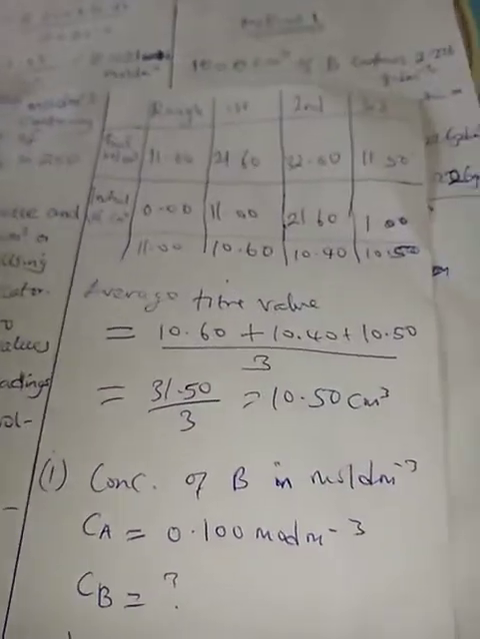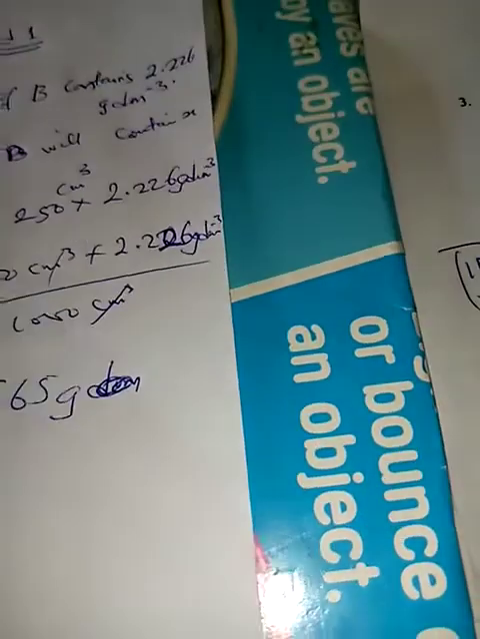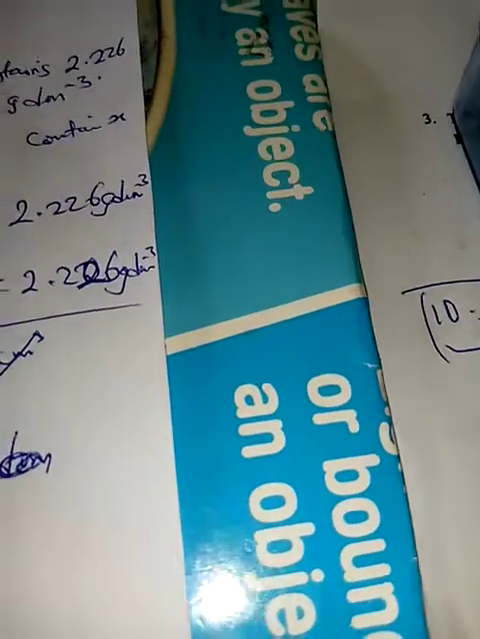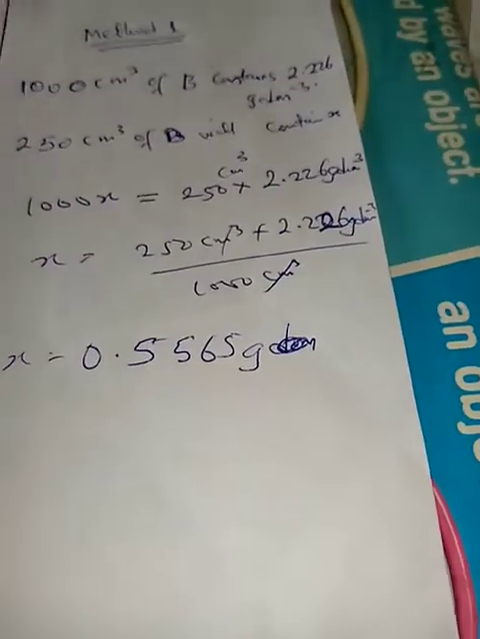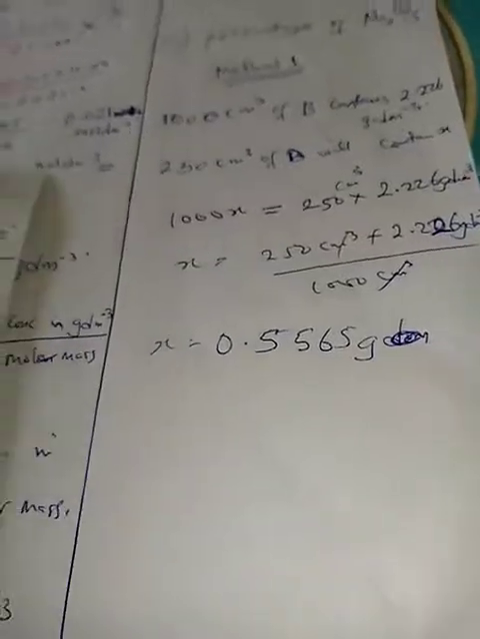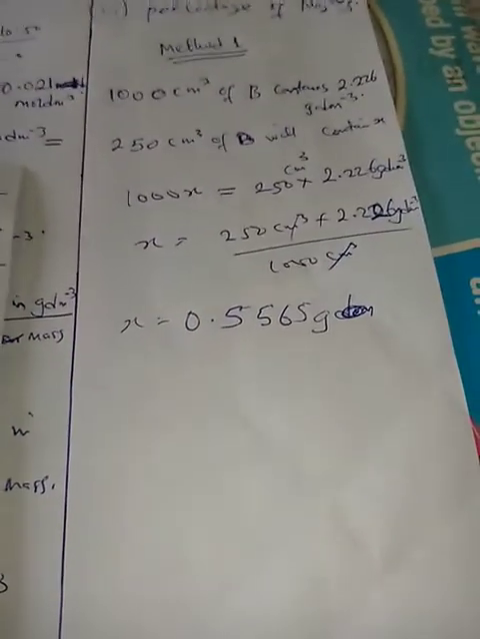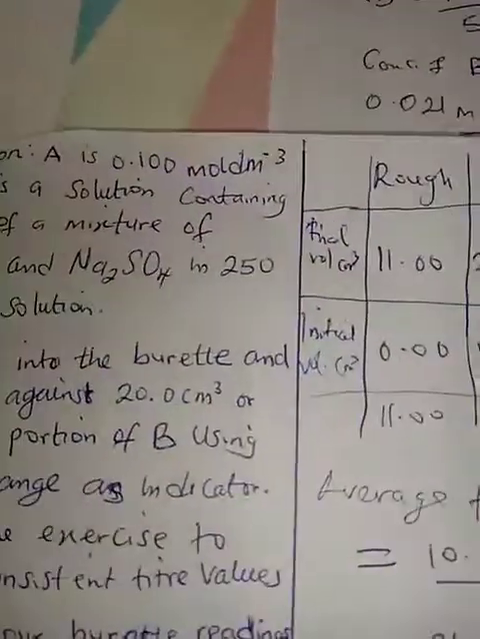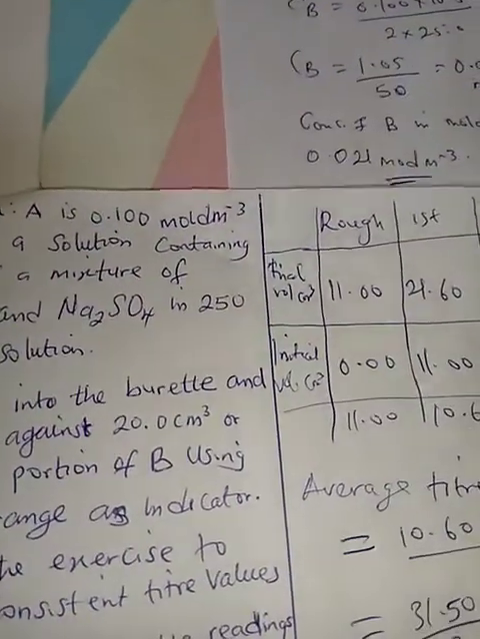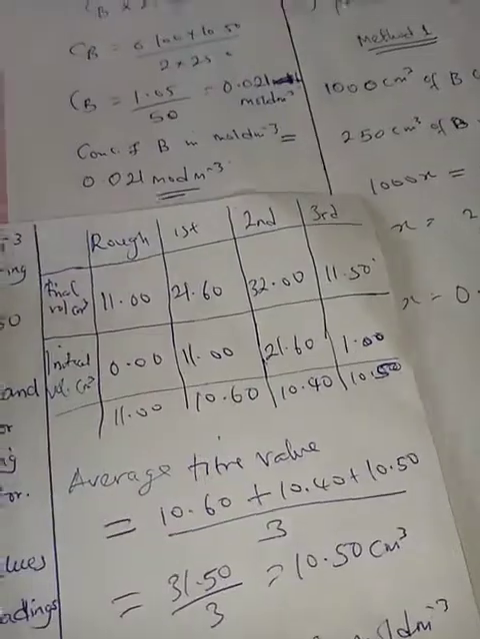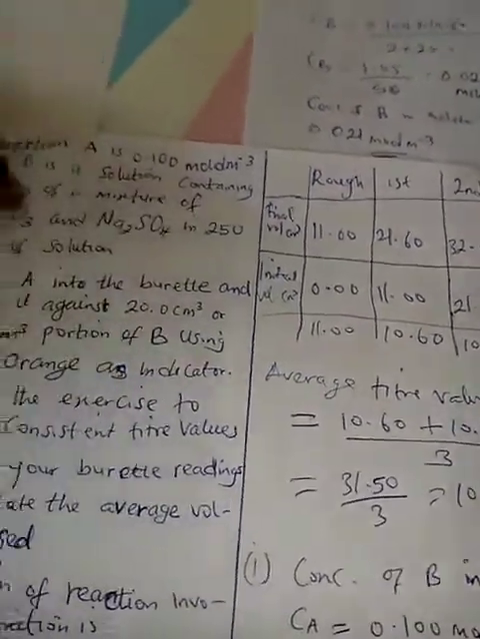that reacted with the acid. So from there we can find out that only 0.5565 grams of the whole mixture, which is 2.50 gram, actually reacted with the acid. So we are going to find that percentage now.